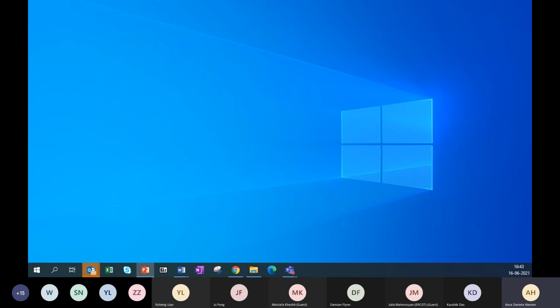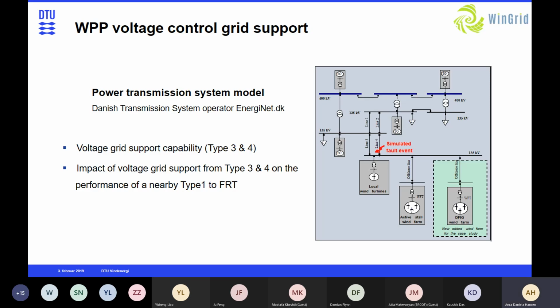So starting again. Let me see. I'm going directly to the slide. Yes, so I will go further. Shall I show it? Yes. This is the next slide.